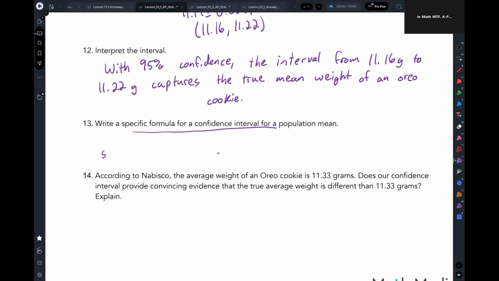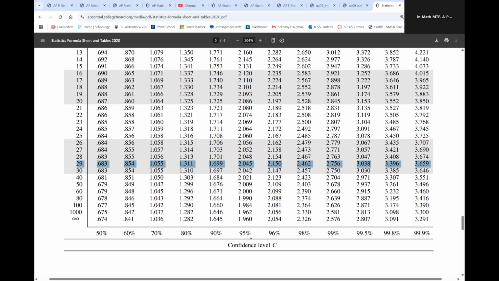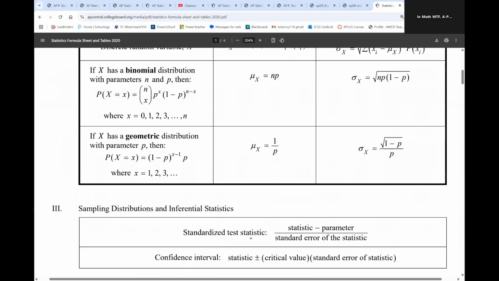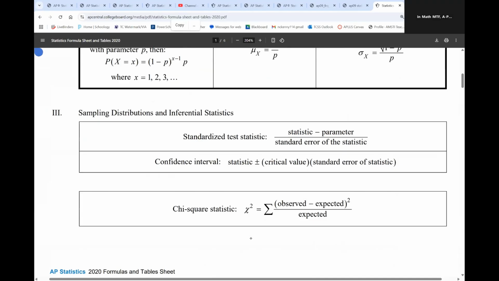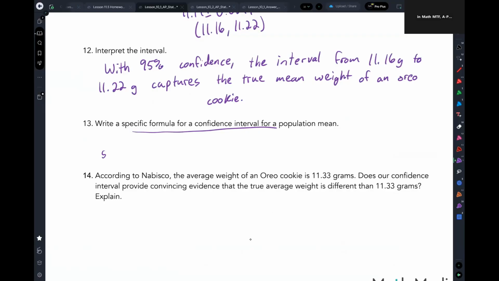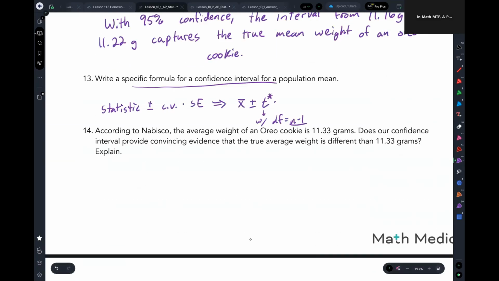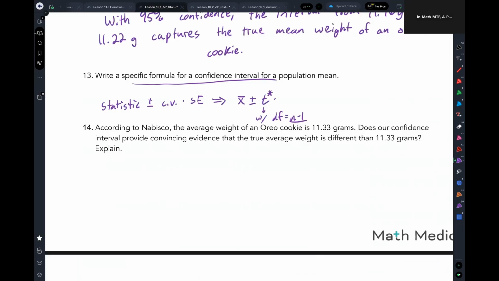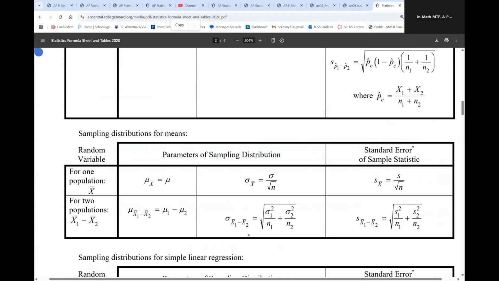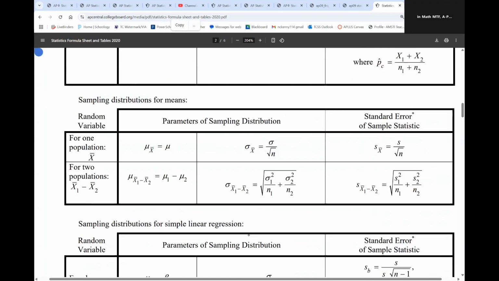All right, so specific formula for the confidence interval. Well, I'm going to always start with the general formula found right here on the formula sheet. Statistic plus or minus critical value times standard error of that statistic. And that gives me a statistic of X bar plus or minus. We know the critical value will be a t-score distribution with whatever degrees of freedom times the standard error. And so I do want to go back quickly to the formula sheet and remind you, no longer dealing with proportions, on to means, and there's my standard error formula. S sub X bar equals S divided by root N.